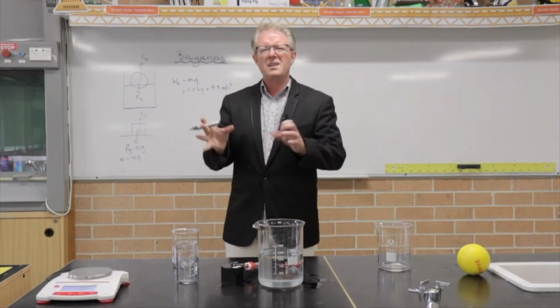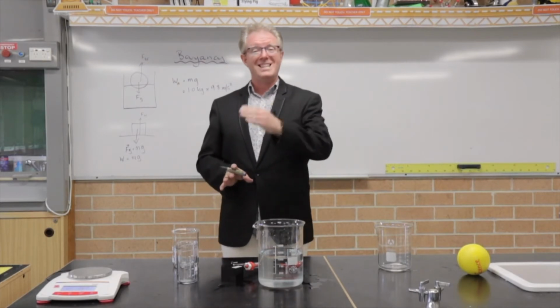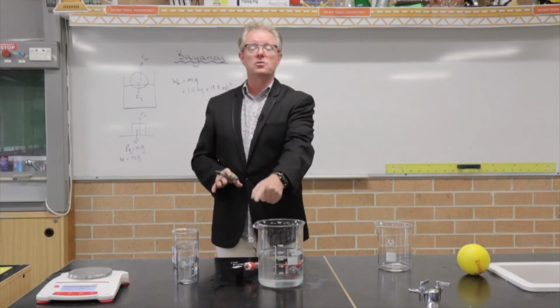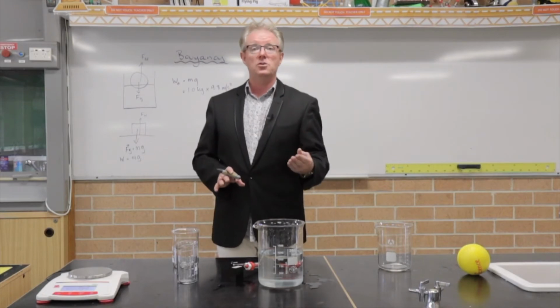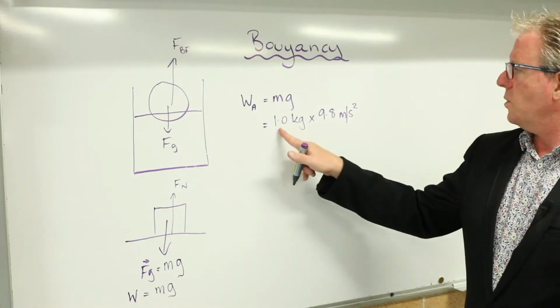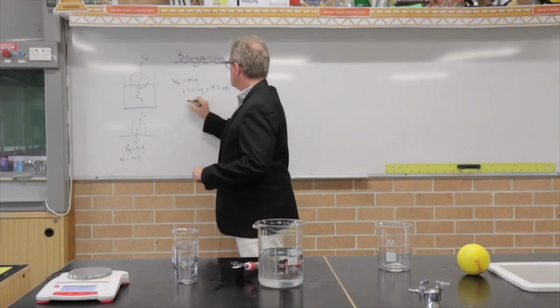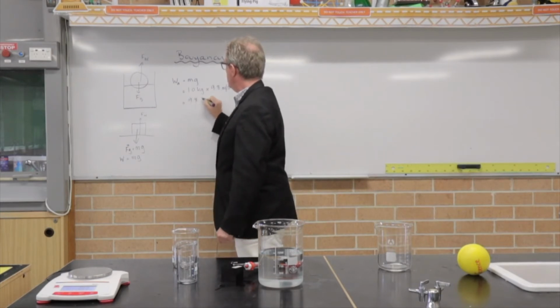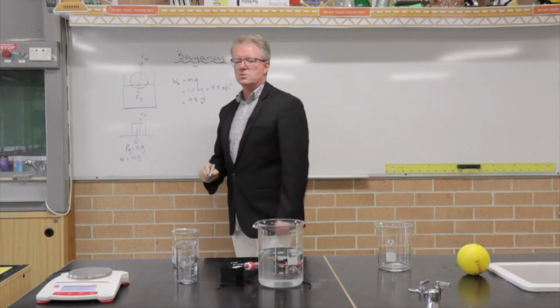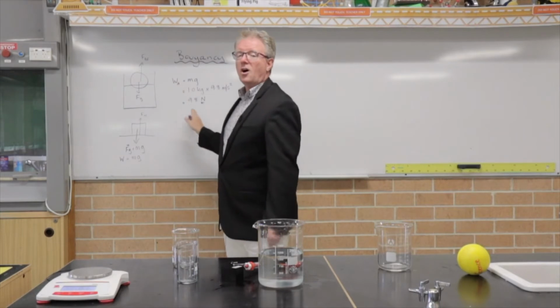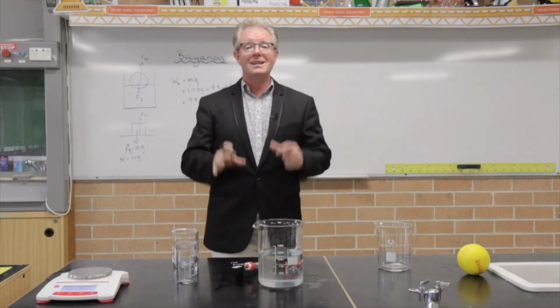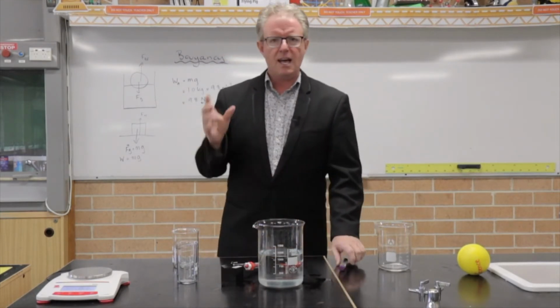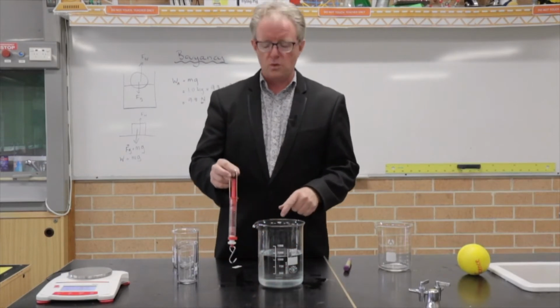Now, we round it up a little bit in junior science. We usually say 10, and that's why 100 grams is approximately 1 Newton. But here we've got 1 times 9.8, which is going to be 9.8 newtons of force. So that is the weight of the 1 kilogram mass. Let's see how the weight changes when we put it in the water.